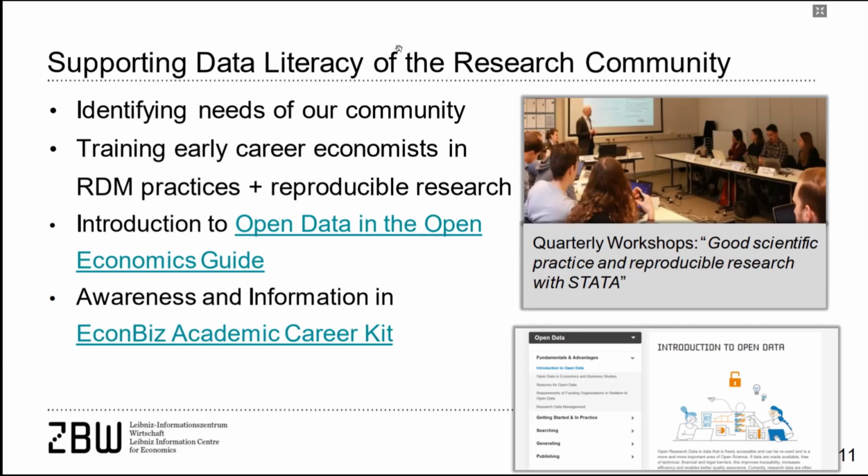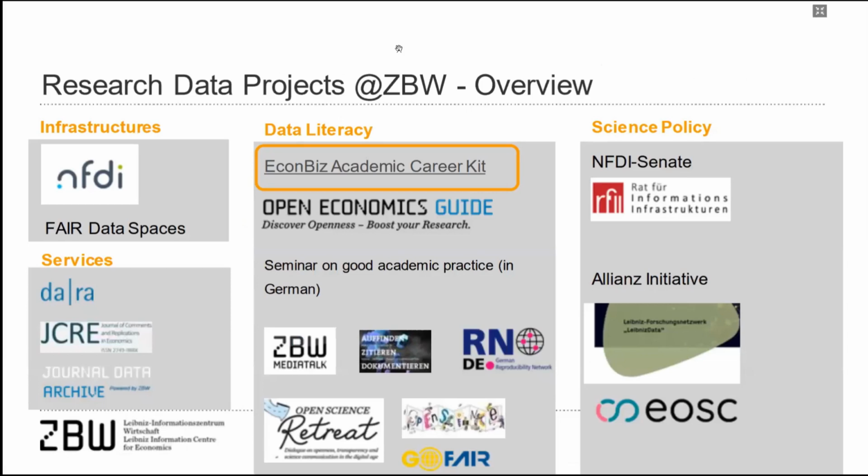Then, for example, there's also an introduction to open data in the Open Economics guide. And we have awareness building and information in the EconBiz Academic Career Kit. So this is an overview of the different ZBW services, focusing on infrastructures like NFDI and FAIR data spaces, on services like always, of course, in cooperation with other institutions, usually like DARA, JCRE, the Journal Data Archive.